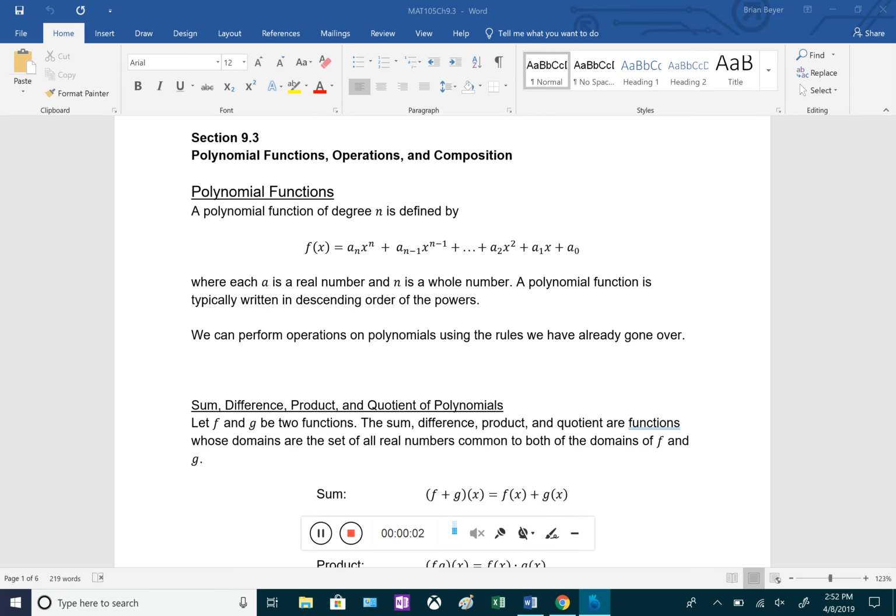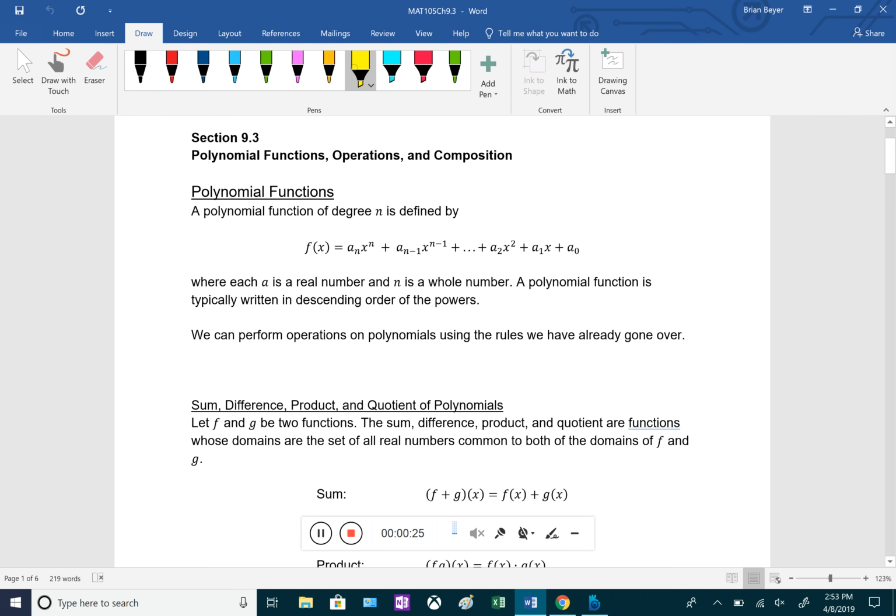So in chapter 9.3, we're going to be going over polynomial functions, operations, and composition of functions. Starting with the definition of a polynomial function, hopefully we remember what a polynomial expression is. It's essentially the same thing, except it's a function now. A polynomial function of degree n is going to be defined as f of x, so we're using function notation. F of x is this whole nasty looking expression.